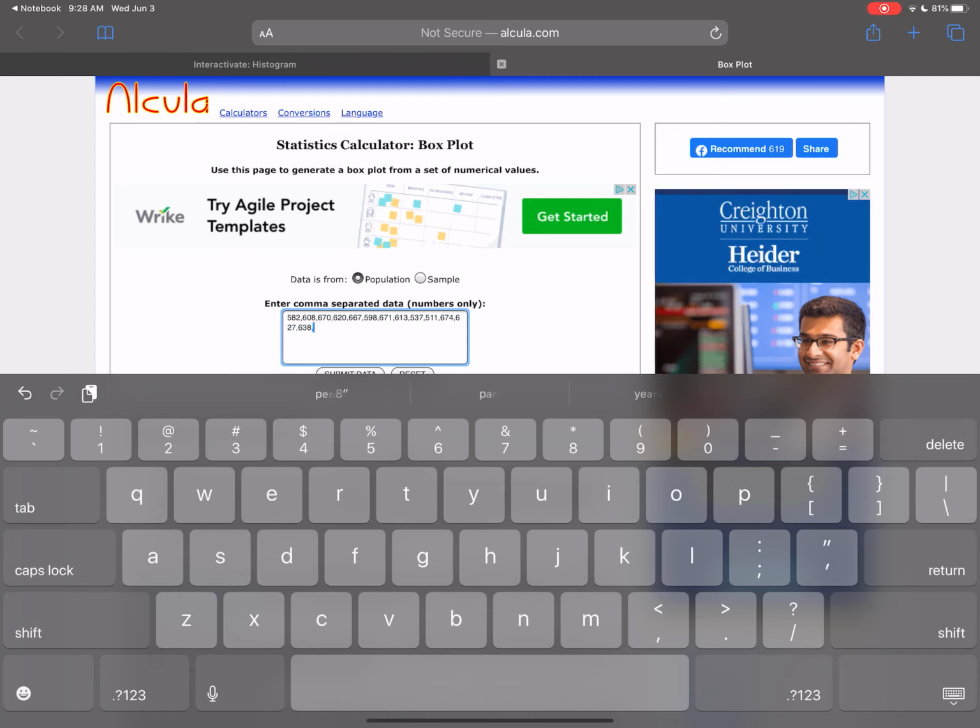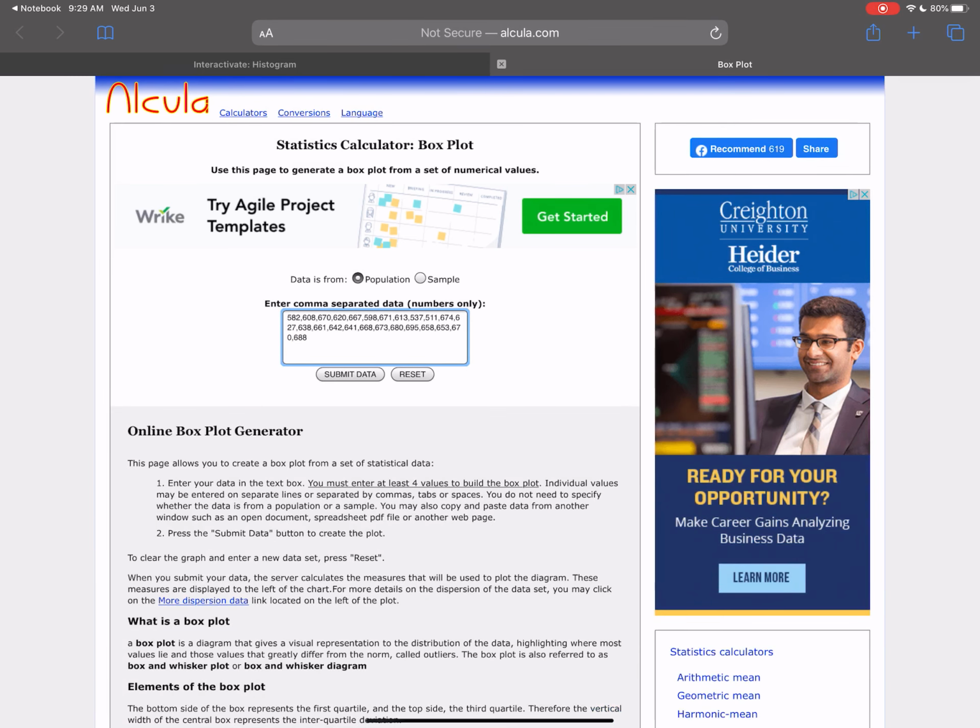Notice I'm not using spaces. I'm literally just using a comma. 661, 642, 641. You can definitely do this by hand too. It just takes a while. In the next math class in stats, trig stats, you will probably do this by hand for some of it, but it's not the worst thing in the world. It's just writing the numbers in order, to be honest with you. 658, 653. Okay, so those are all my numbers, and then I'm just going to submit my data.